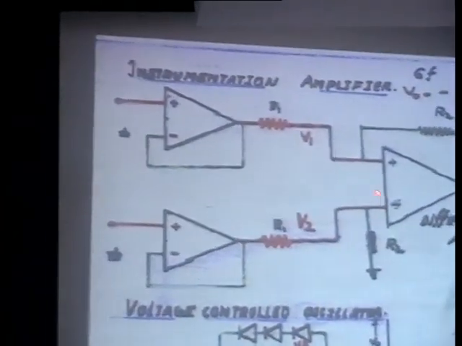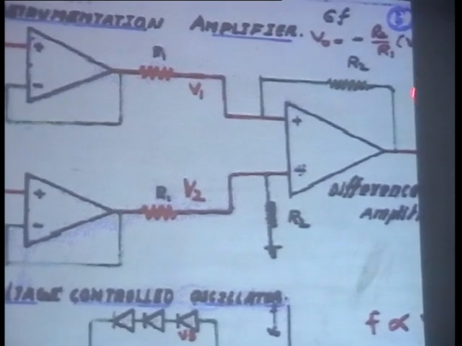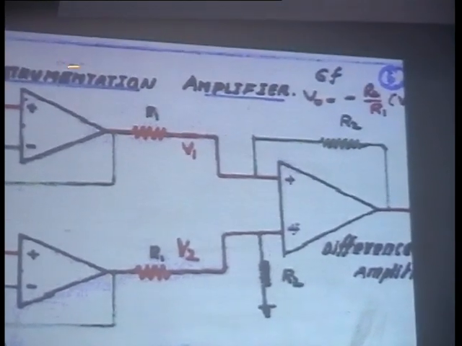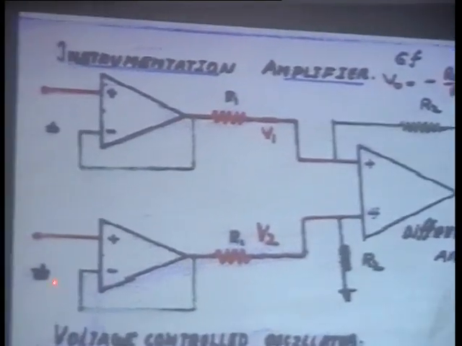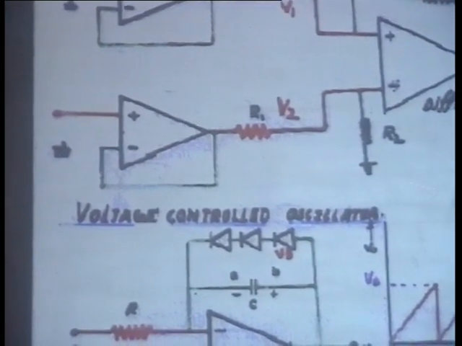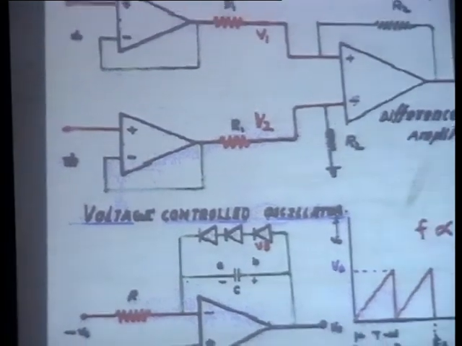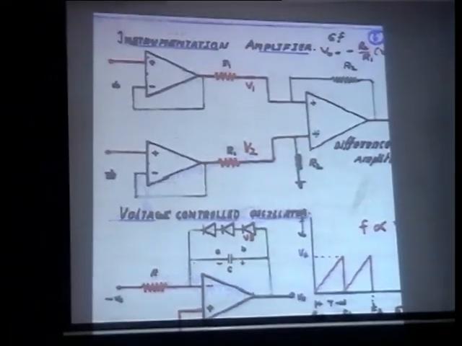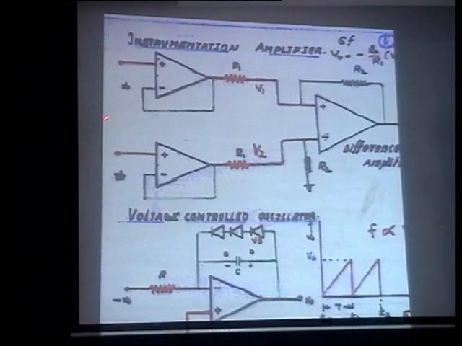So what is that? Instrumentation amplifier. Instrumentation amplifier has a buffer in each line. Then I have a difference amplifier. So this whole thing is fabricated as one single IC. That single IC is available in the market. That single IC is instrumentation amplifier. So I am putting one buffer in each line.